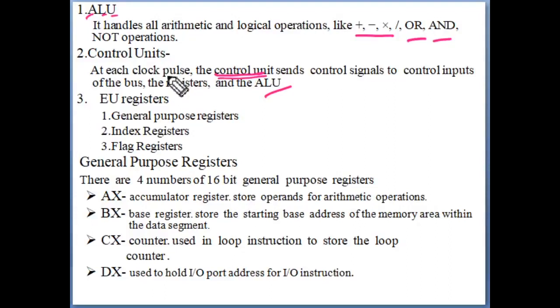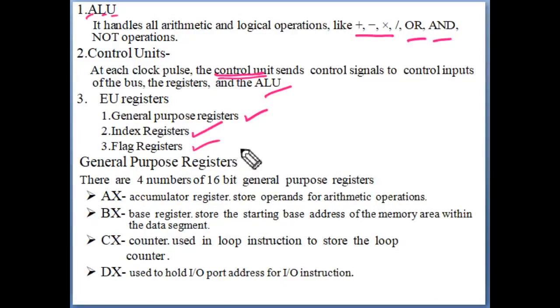Then jump to EU, that is AU registers. What are the AU registers? Basically three types of registers available. One is general purpose register, then index register, then flag register. So let's start with general purpose registers.